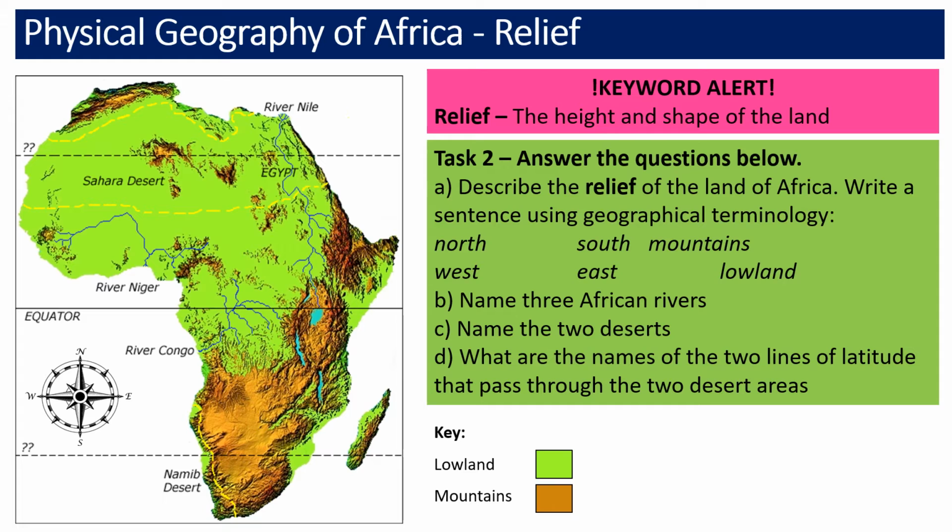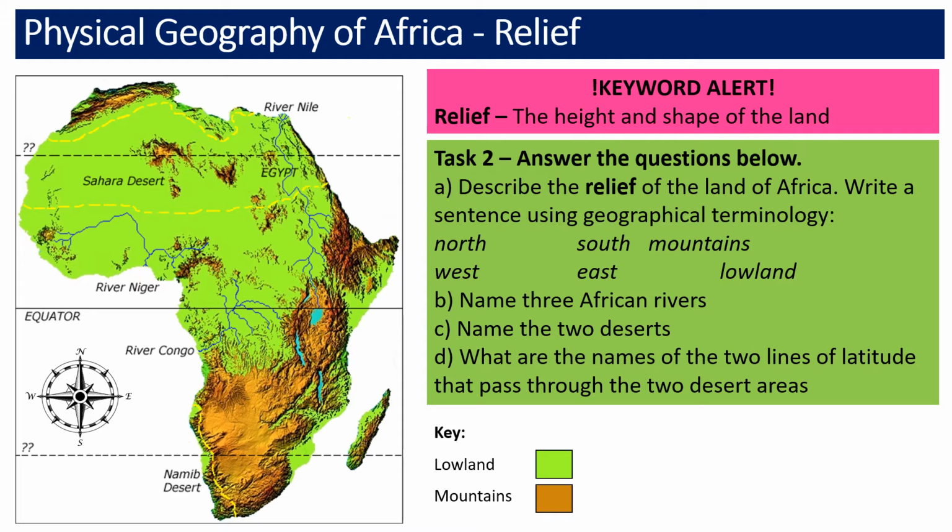So when we look at the physical geography of Africa, we look at its natural features. We might look at its biomes, so whether there is desert or rainforest, but we also might look at the height above sea level, so the mountainous regions, and also the areas that are close to sea level. So here you can see a very clear key, one that shows lowland in green and one that shows the mountains in brown. So what we would like you to do is to describe the relief of the land of Africa. So you can see that relief just means the height and shape of the land.